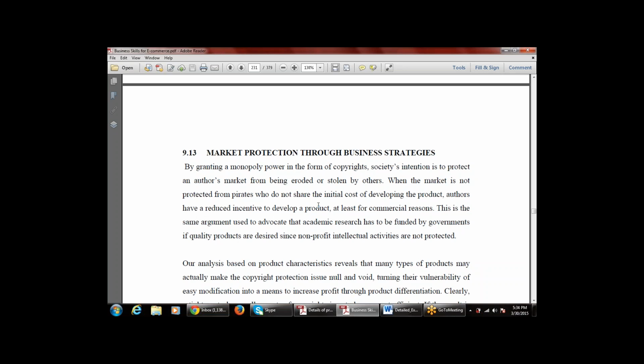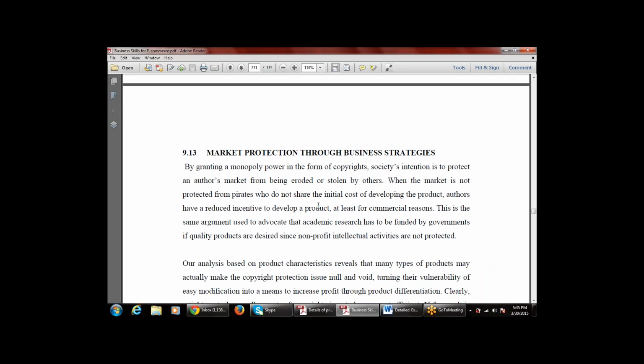When the market is not protected from pirates who do not share the initial cost of developing the product, authors have a reduced incentive to develop a product. So when the market is not protected from the pirates, who do not share the initial cost of developing the product, authors have a reduced incentive to develop a product, at least for commercial reasons.